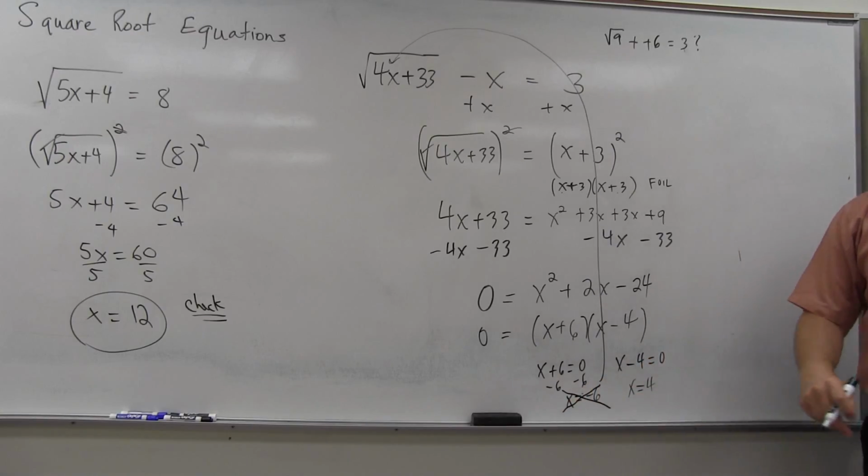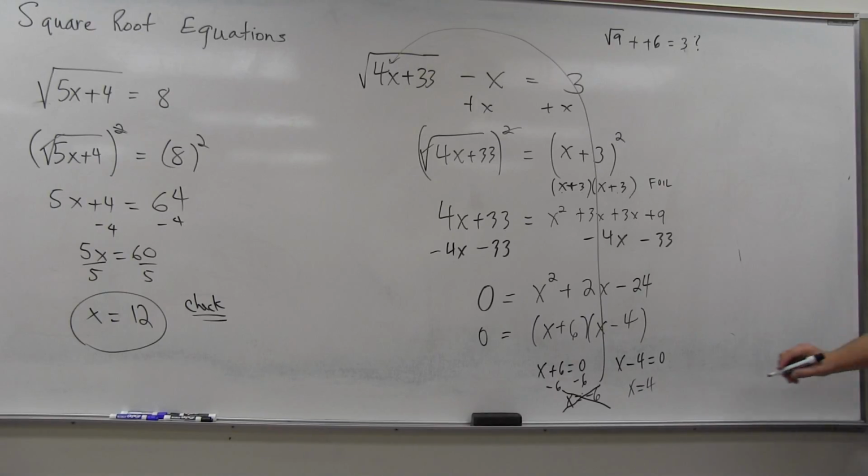So that's what I'm saying. Sometimes you can get extraneous solutions when you use this squaring of both sides. 4, I believe, is okay.